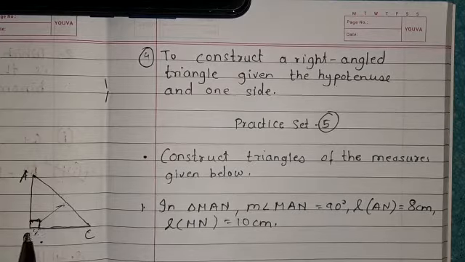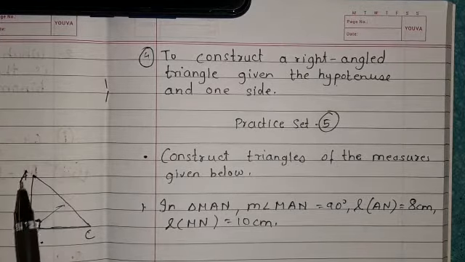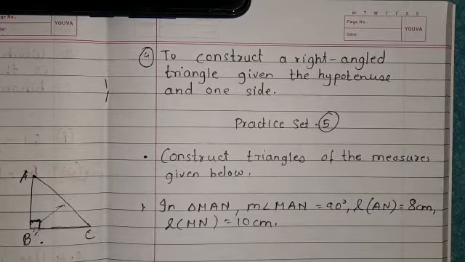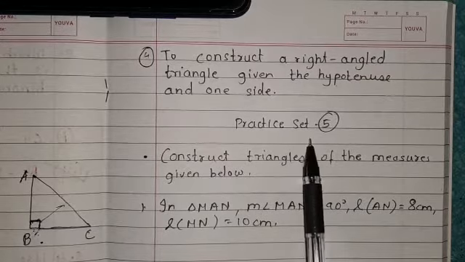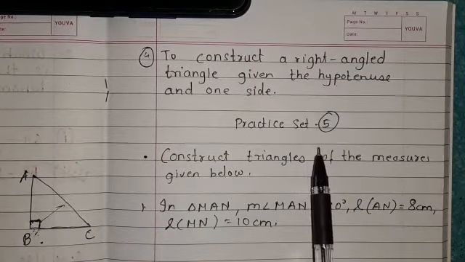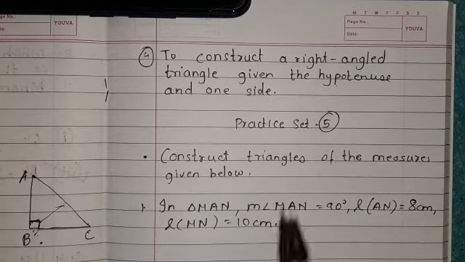So they are going to give us the hypotenuse measurement, and the length of either AB or BC, and using that information we have to construct a triangle. Did you understand here? Now we will start with practice set 5, and when I solve the sum I will explain the construction. Construct triangle of the measures given below.